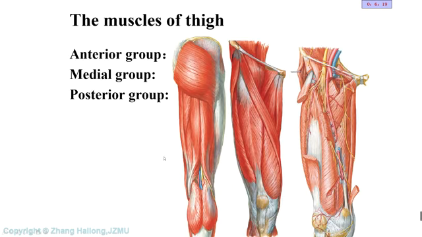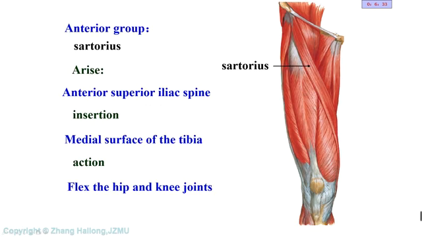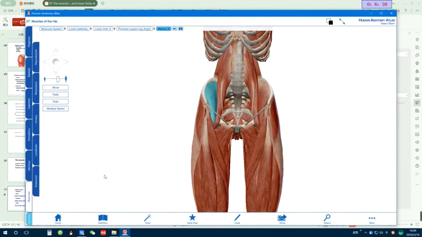And then is the muscles of the thigh. This muscle group is important. It includes the anterior group, posterior group, and medial group. Three groups. First, let's see the anterior group. Let's see the software again.